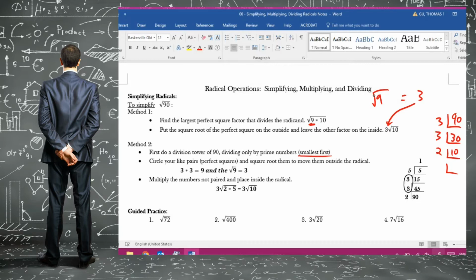Divided by 2, and then that leaves me with 5. And what's the last prime number here? We've got 5, and that leaves me with 1. When you see the 1, you're done. 1 and done. So then all we have to do is circle the pairs. So right here, there's 1 pair. And then we're going to leave those numbers on the outside. So you see I have a pair of 3s. So I'm going to move that to the outside, 3. And then I'm going to multiply the remaining numbers. That's 2 times 5 equals 10. And that's going to stay on the inside. So then, just like this, you can see right here, they do an example, 3 radical 2 times 5 because this was left over. And then we ended up with 3 square roots of 10.